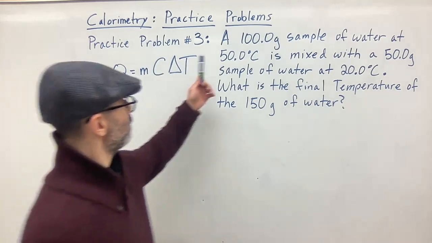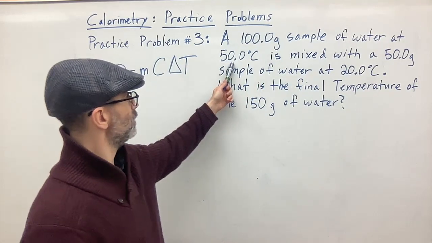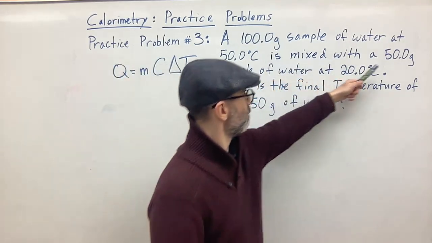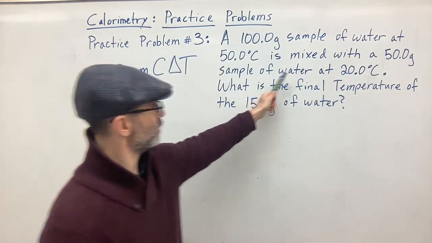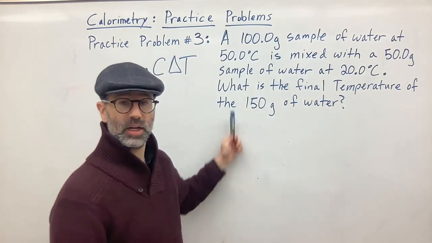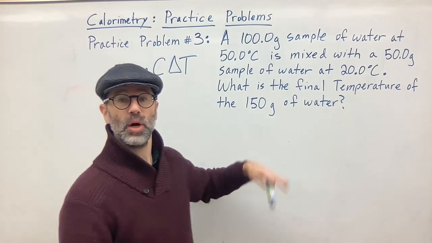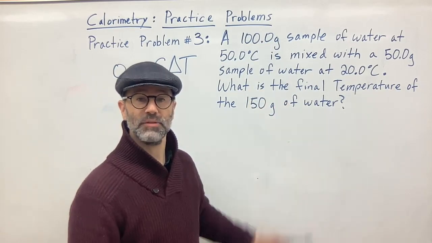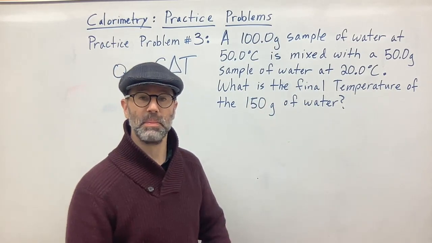So here we have a 100-gram sample of water at 50 degrees Celsius. That's going to be mixed with a 50-gram sample of water at 20 degrees Celsius. You mix them together, you get a total of 150 grams of water. What is the final temperature of that 150 grams after you've mixed them?